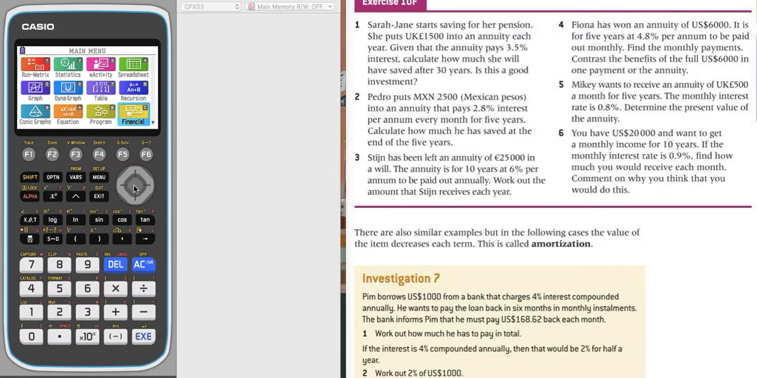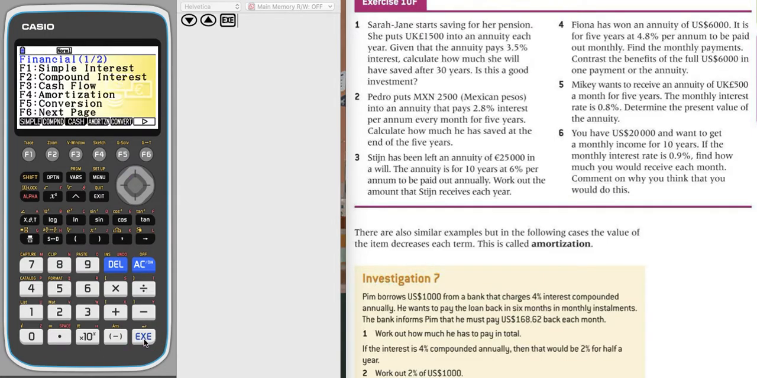So we're going to go to the financial part of your menu. And it seems odd because you might want to choose amortization, but you're going to stick to compound interest because essentially that's what they all boil down to. So we're going to go there. Now, if you're using a TI, that's just going to your TVM solver.